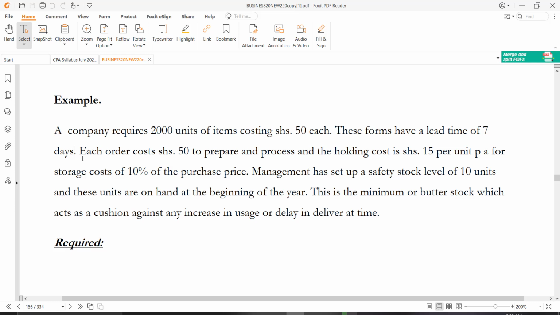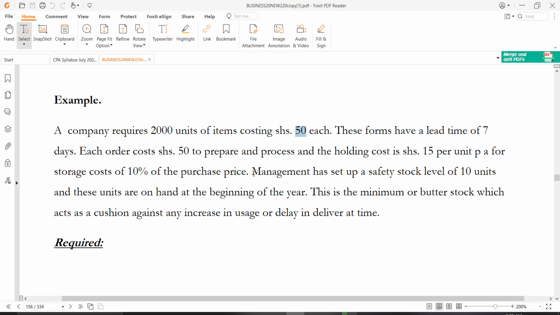And each order costs 50 shillings to prepare and process. So this is the ordering cost. And the holding cost is 15 shillings per unit per annum. For storage, there is a cost of 10% of purchase price. So on top of the 15 shillings per unit per annum, we will also take 10% of the purchase price, and this is the purchase price here.